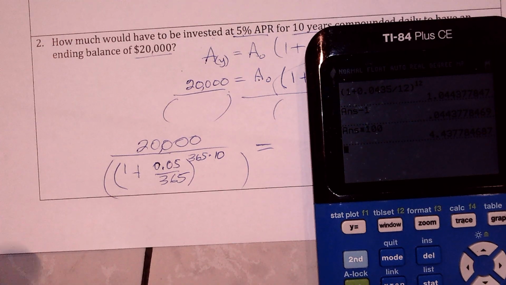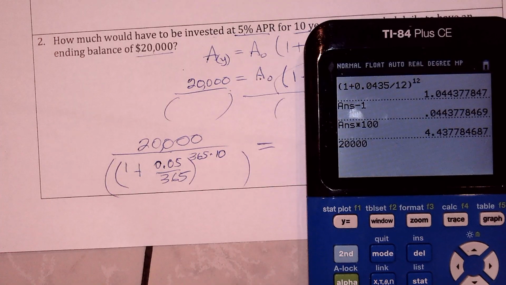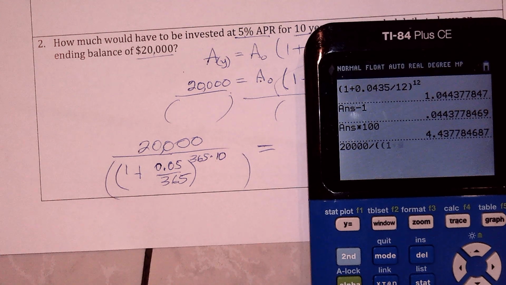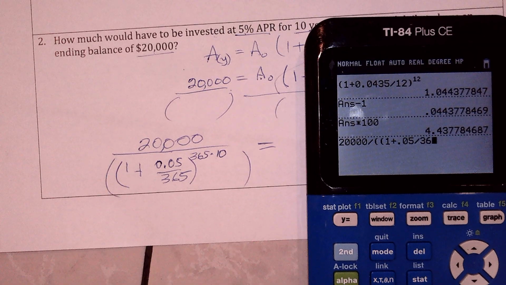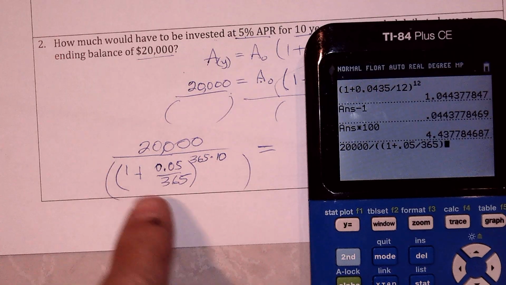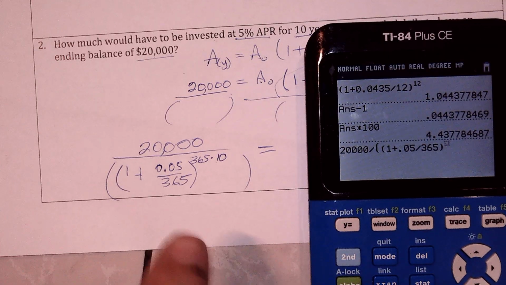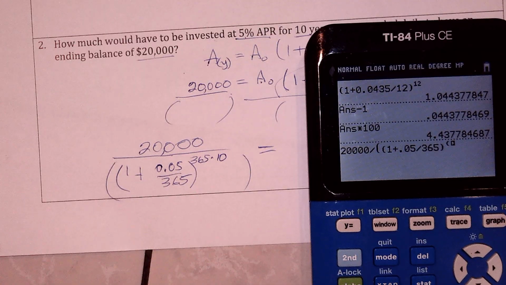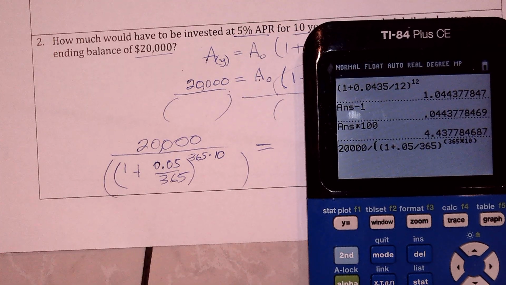So typing that in on a calculator, it's going to be 20,000 divided by parenthesis. And I'm trying to group the whole denominator together, so I'm just going to put an extra parenthesis there. Parenthesis 1 plus 0.05 divided by 365. Close that part to this power, and then I'm going to put my power in parentheses, 365 times 10, close parenthesis for the power, and then close parenthesis for the denominator.